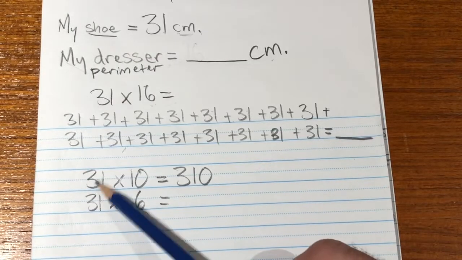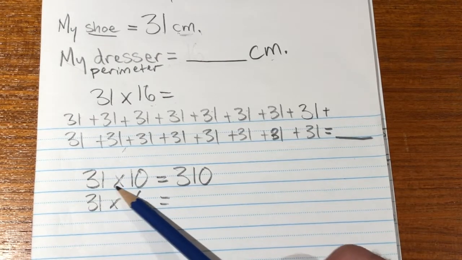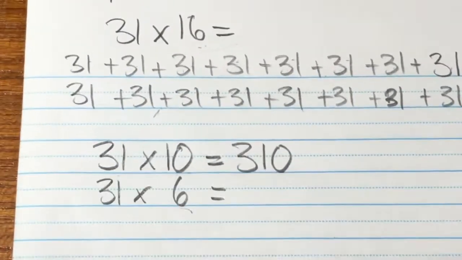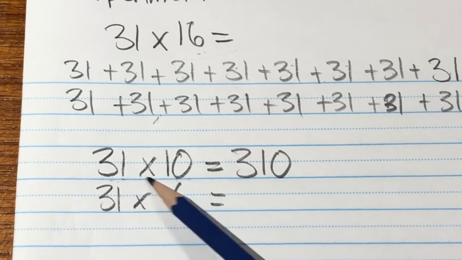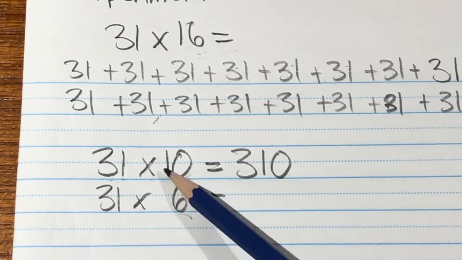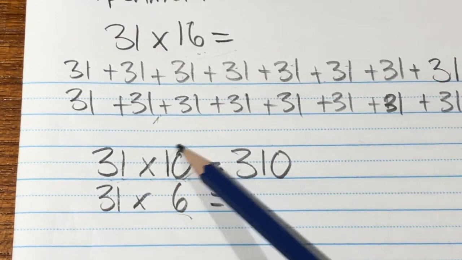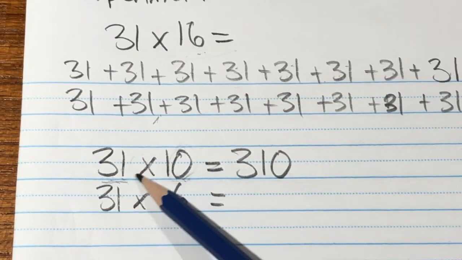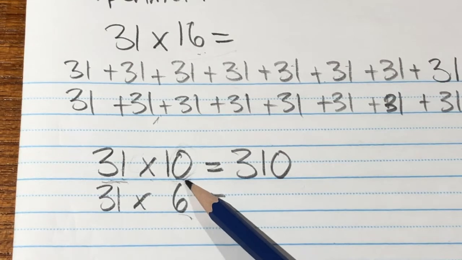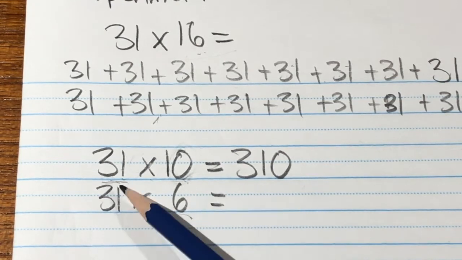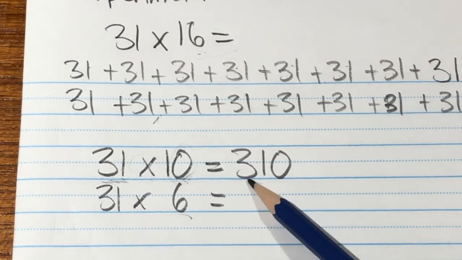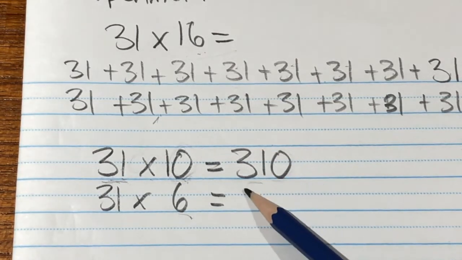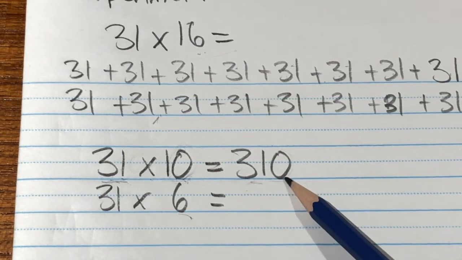Now one way to figure this out is to start with easy, friendly numbers. So this right here is a bit friendly for me. 31 times 10. Well, I know that anything times 10, the rule is you basically take the number and add a 0 behind it. That makes it 10 times bigger. So 31 is right here again, and I've just added the 0 behind it because it's 10 times bigger now. So it turns into 310.